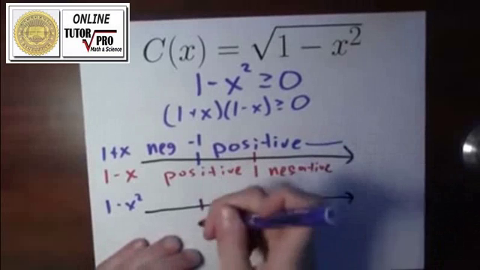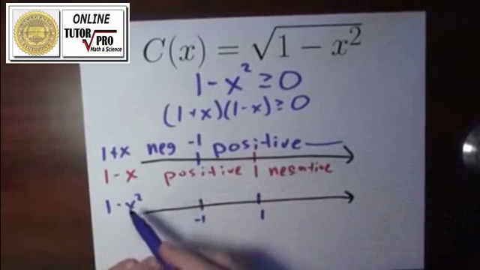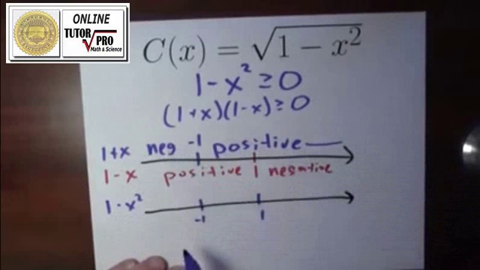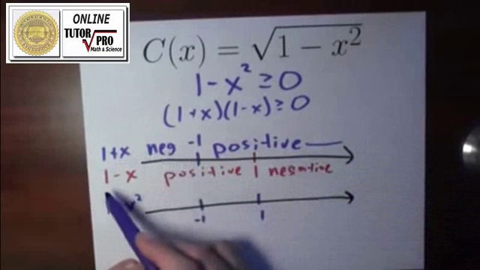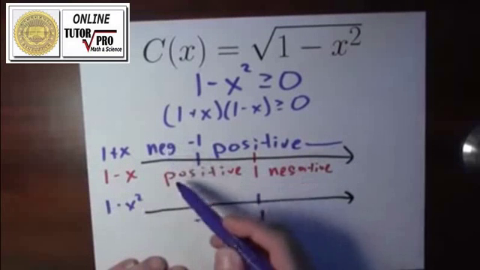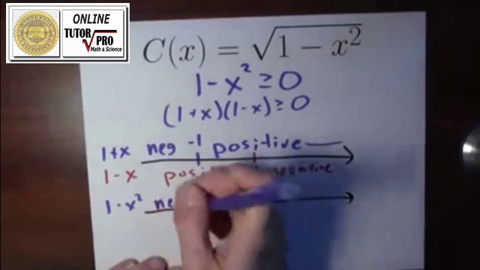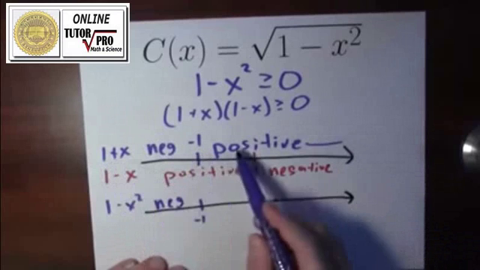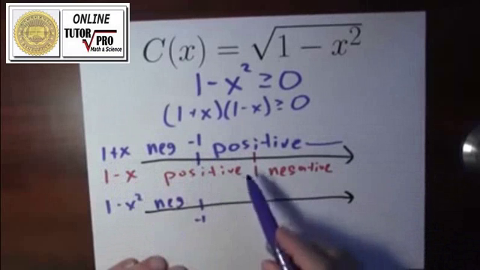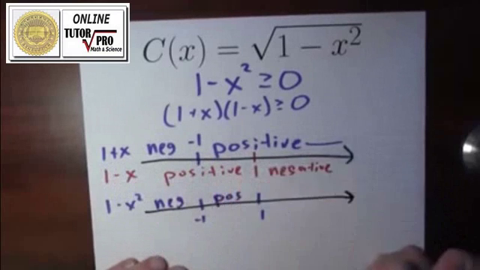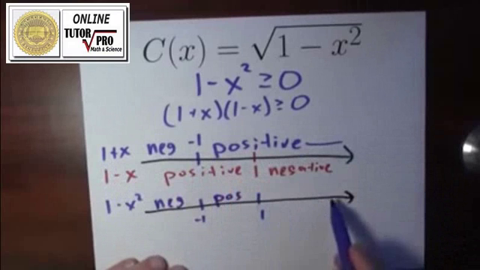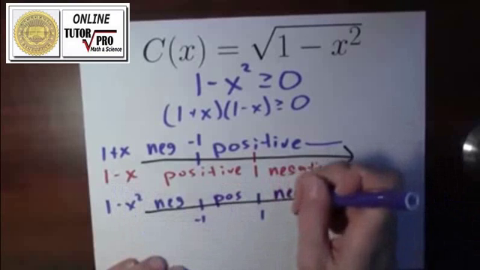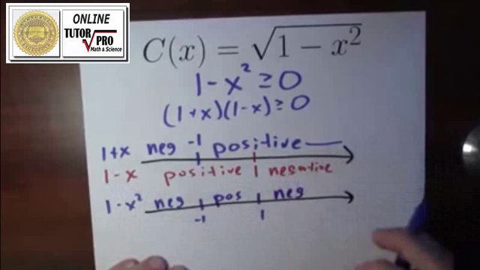Let me mark down the special points minus 1 and 1. And now 1 minus x squared is the product of these, so I can think about various values of x. So when x is less than minus 1, then 1 plus x is negative and 1 minus x is positive, and a negative number times a positive number is negative. When x is between minus 1 and 1, then 1 plus x is positive and 1 minus x is also positive in that region. So their product is positive. And when x is bigger than 1, 1 plus x is positive and 1 minus x is negative, so their product is negative.